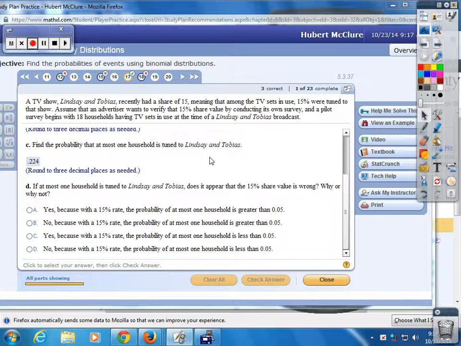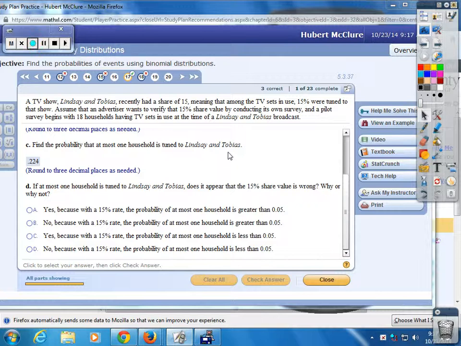What? With B, what were you subtracting? With B? Oh, B, you take 1, which is the whole probability, and subtract the probability of 0. And that gives you the rest of them.